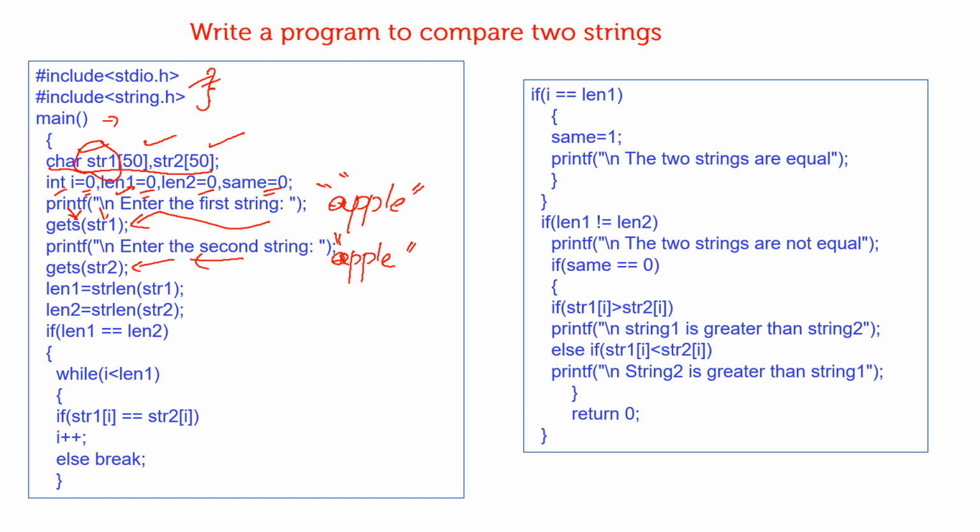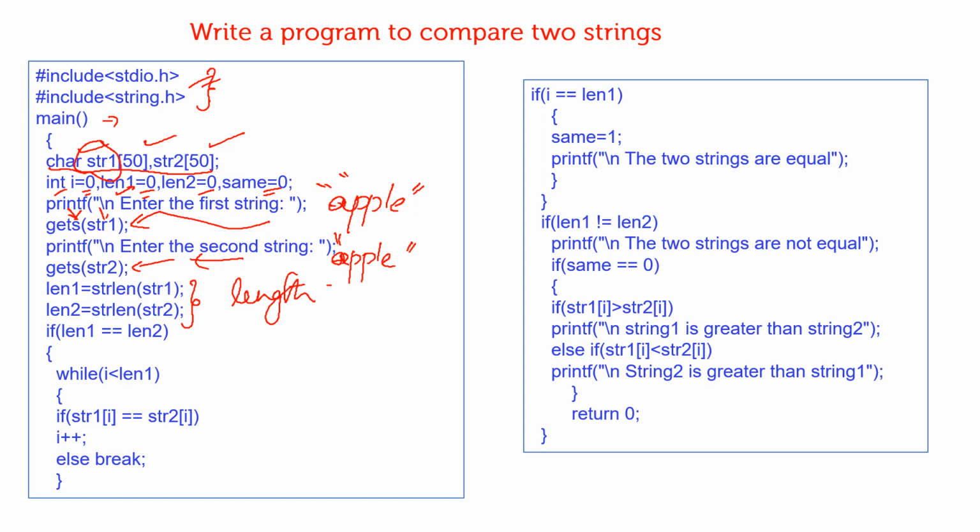Okay, length 1 is equal to, it is just finding the length of the strings. So inbuilt functions, length 1 is equal to strlen, the string manipulation function, right, to find out the length of the string, string 1.